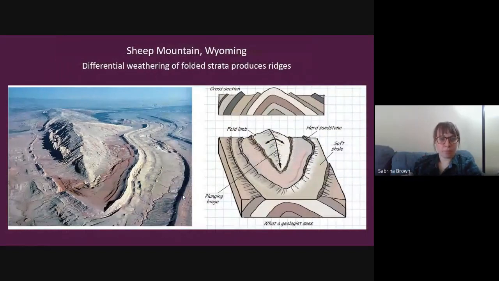All right, so here's an example of an anticline. Again, we know it's an anticline because here in our cross section, we can see oldest stuff in the middle, youngest stuff on the outside, arch shape. And we can see we have these more resistant layers that have not eroded as much as some of the less resistant layers. That's what this is showing over here. We have a hard sandstone that's more resistant than our softer shale.